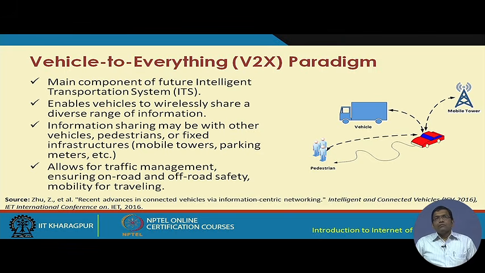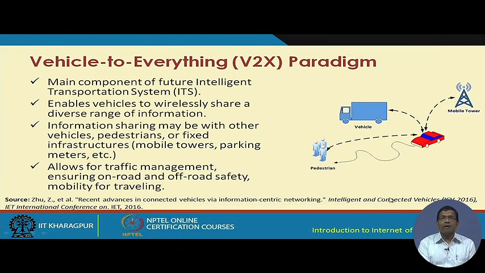Typically in a connected vehicle, the most popular concept is the vehicle to everything paradigm, V2X. V2X is basically part of the future ITS, intelligent transportation system, which enables vehicles to wirelessly share a diverse range of information, and the information sharing may be with other vehicles, pedestrians or fixed infrastructure such as mobile towers, parking meters and so on.